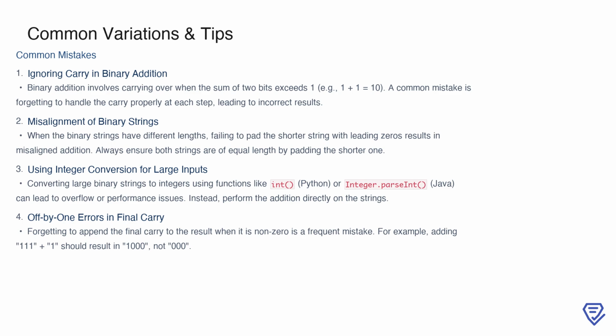Finally, don't forget about the final carry. If there's a leftover carry after you've processed all the bits, it must be appended to the result. For instance, adding 111 and 1 should produce 1000, not just 000. These are some of the most common pitfalls to avoid when solving this problem.